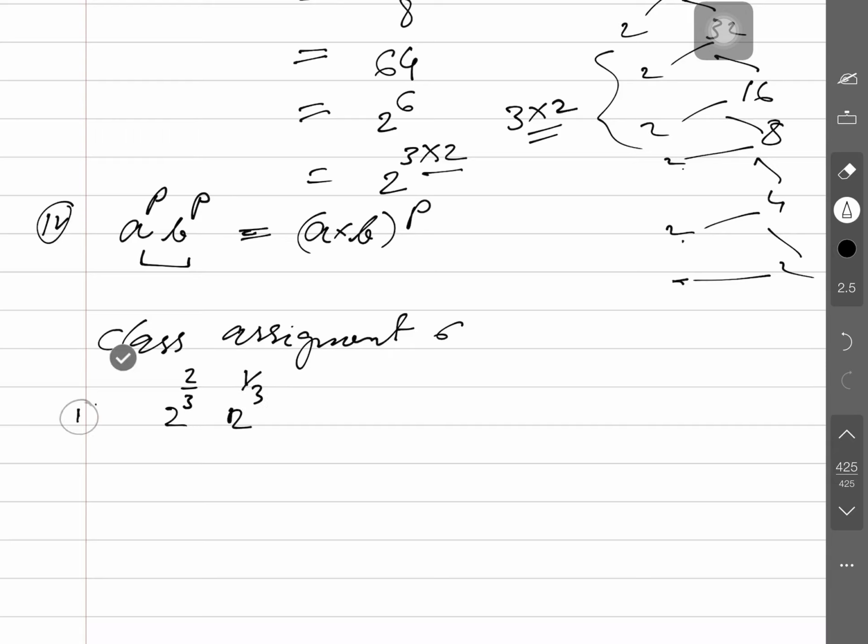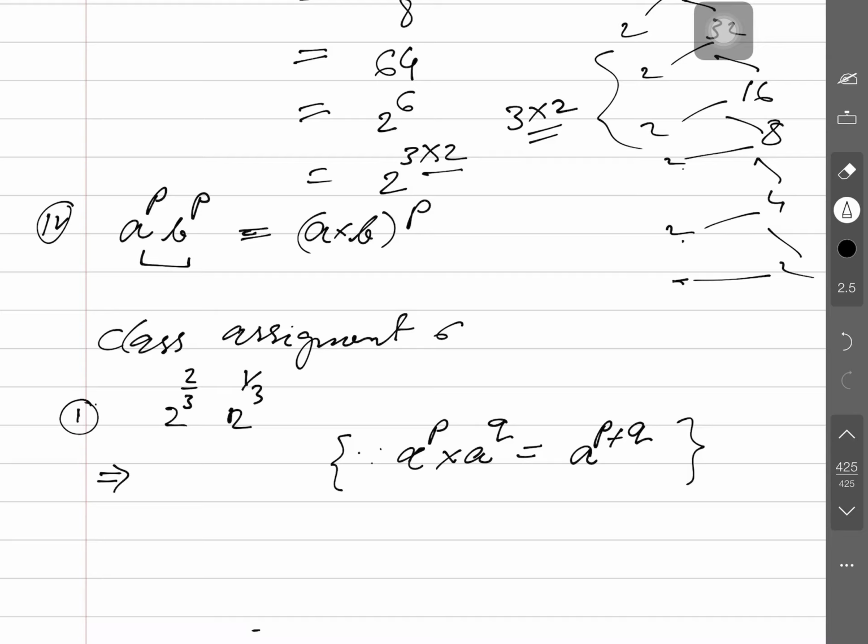That's the first question. Since the base is the same, that is a to the power p and a to the power q, what will the law of exponent imply here? The law of exponent will imply here a to the power p plus q. So simple it is.